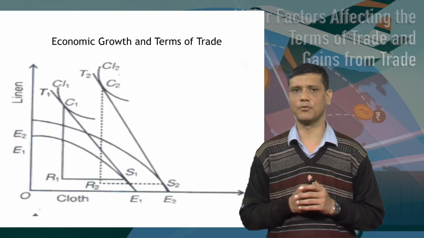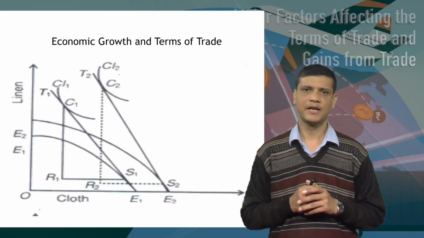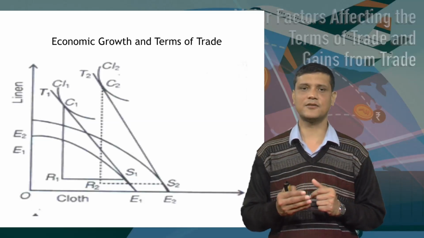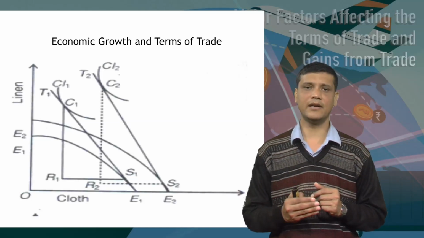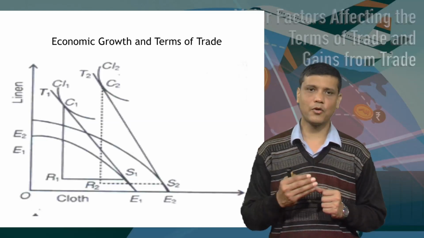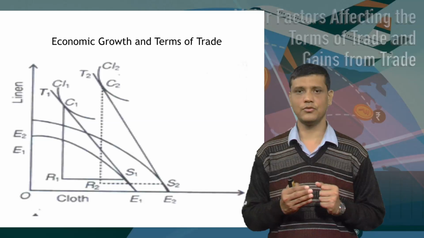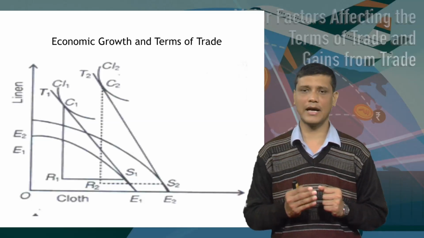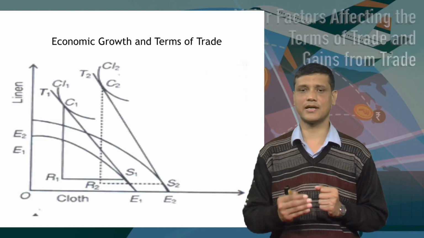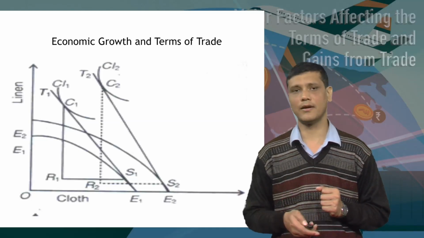As a result of the improvement in England's terms of trade, it exports less cloth to Germany in exchange for more linen than in the pre-growth situation. It exports R2S2, which is less than R1S1, and imports R2C2, which is greater than R1C1.